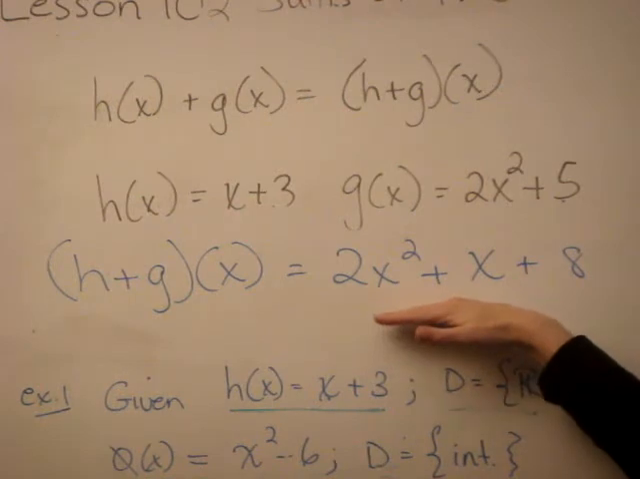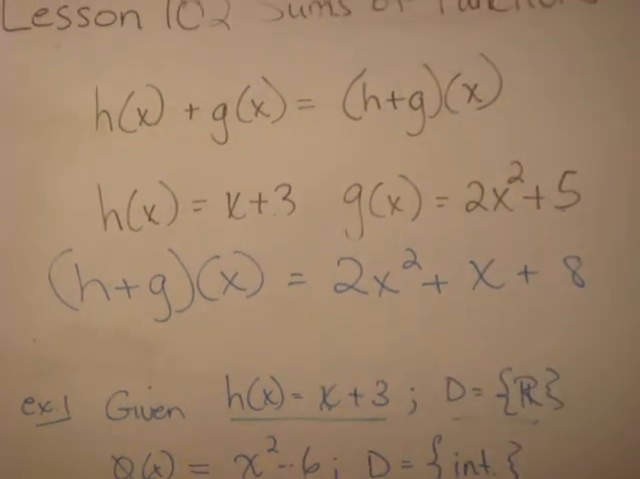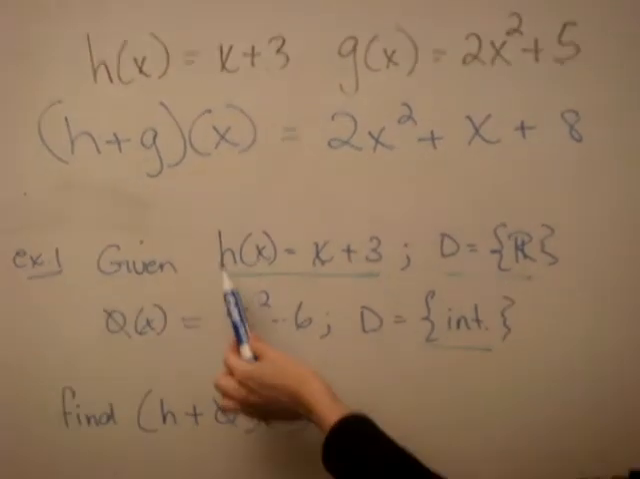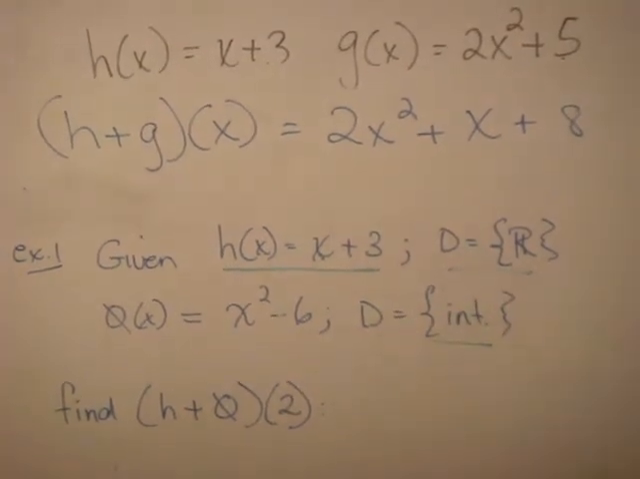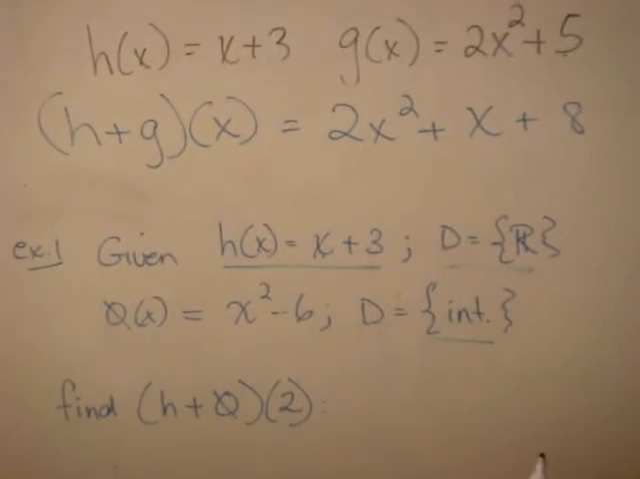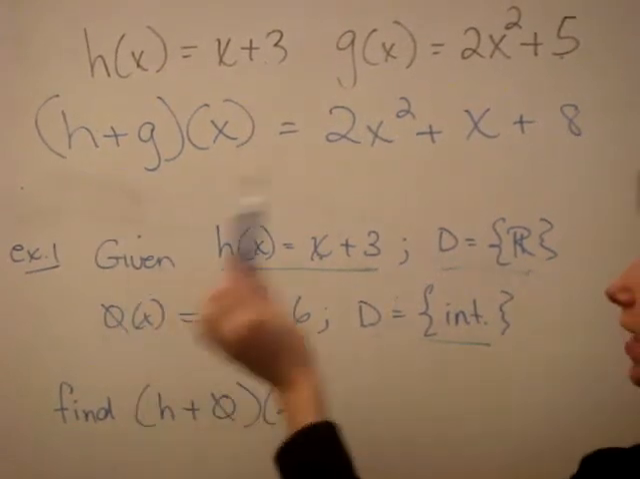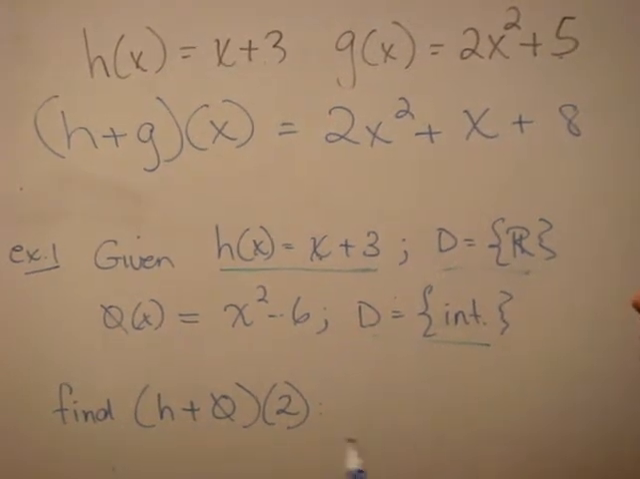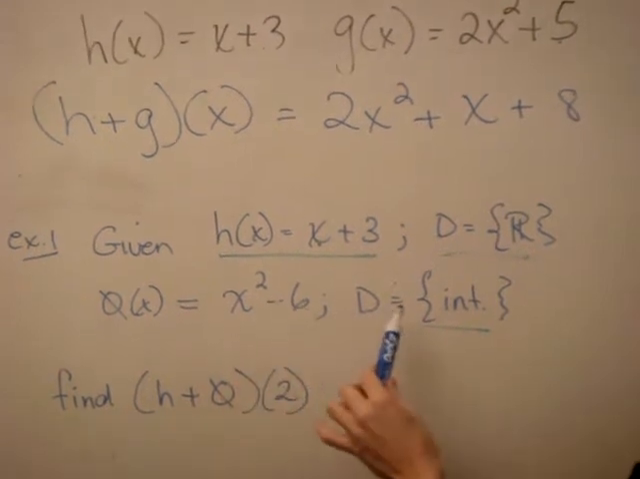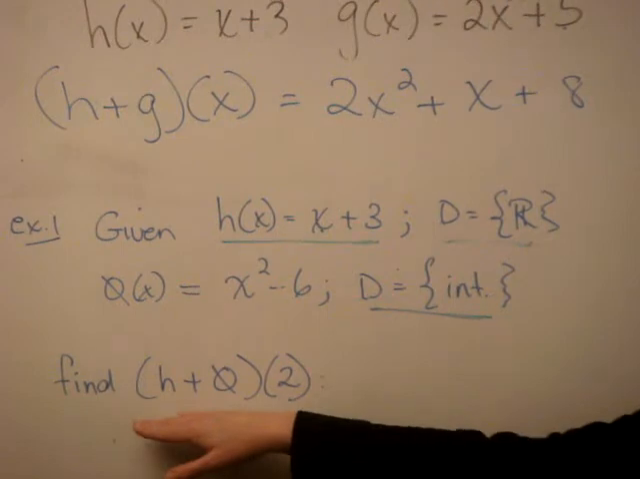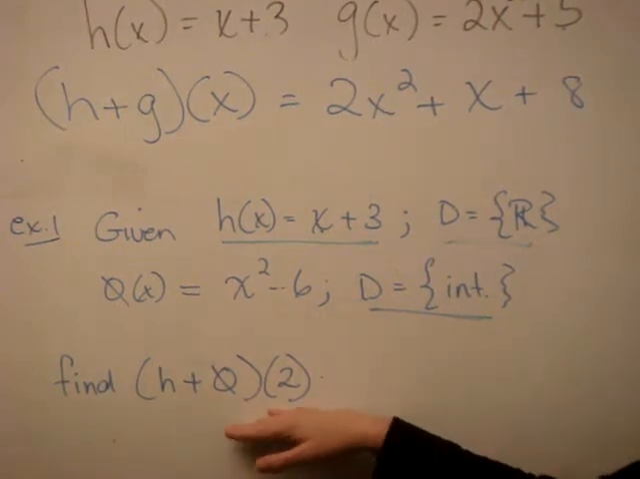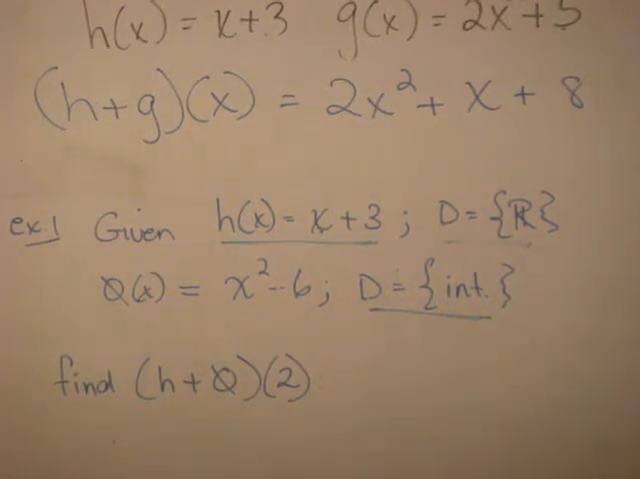Now this comes in handy when we have problems like example 1, where it says given h of x is x plus 3, they're going to give you the domain, which is going to be really important as we go through these problems. And it gives us O of x, which is a new letter for functions, is x squared minus 6. And this time the domain is the integers. They want us to find h plus O of 2. There's two different ways you can do this.